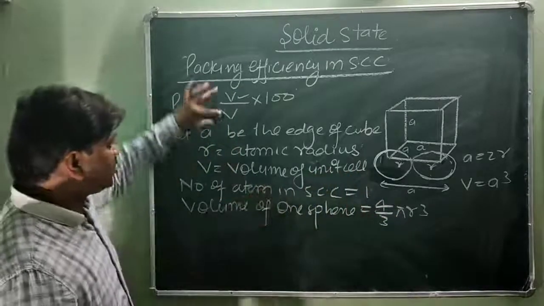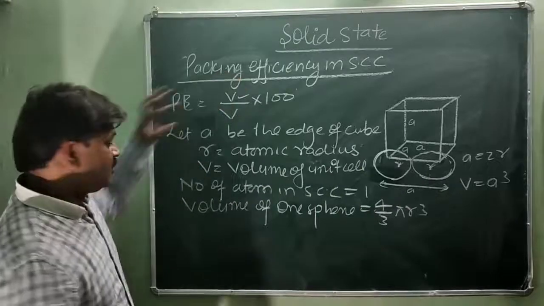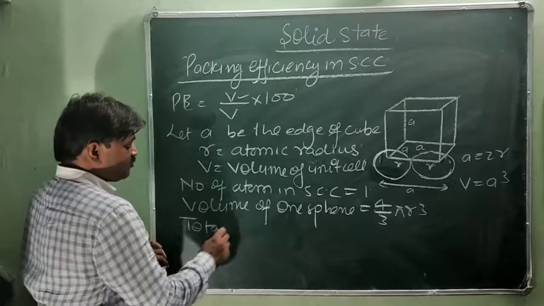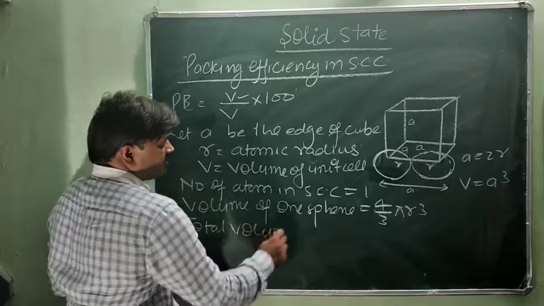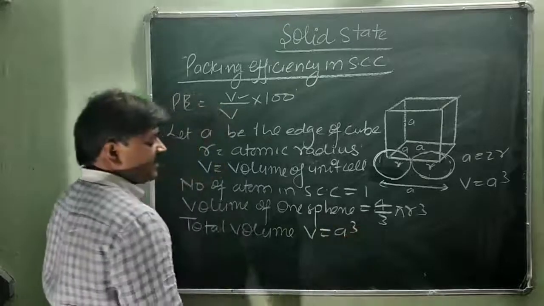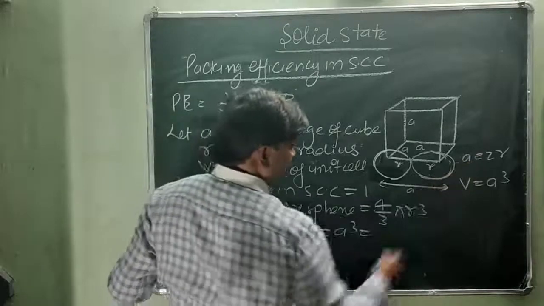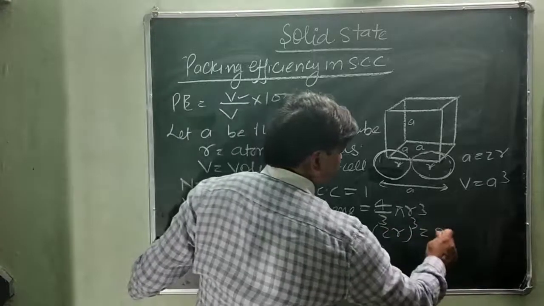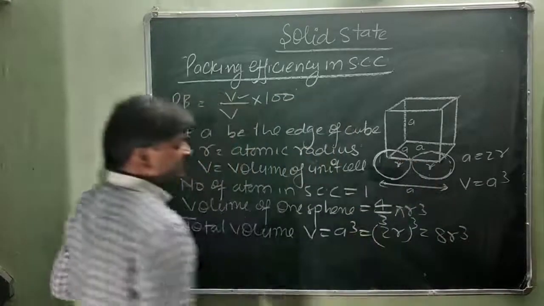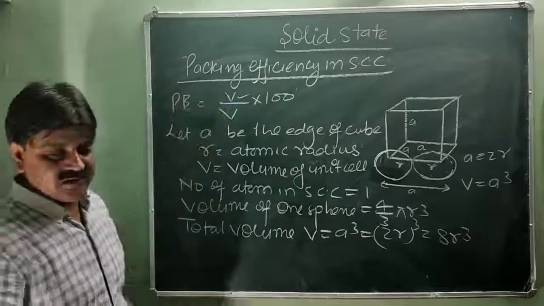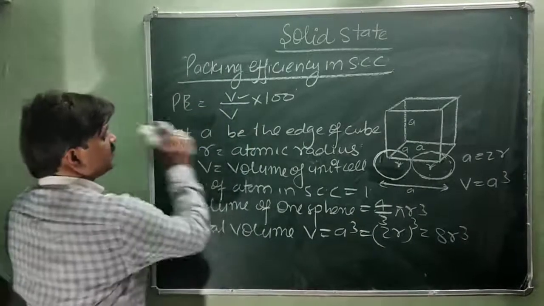Now we need the total volume of the cube. So total volume V is equal to a cube, and the a value is equal to 2r. So 2r cube is equal to 8r cube. So the total volume we have to find out is 8r cube. Now put the value in this formula.